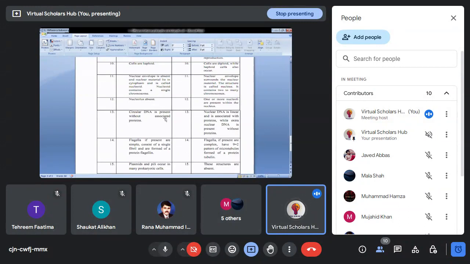And next, circular DNA is present without association with protein. This is an important concept. DNA is circular. Number two, histone proteins, which are present in the DNA of the eukaryotic cells to form chromatin material, are absent in prokaryotic cells. Only DNA is present. While here the nuclear DNA is linear, not circular. It is linear, and associated with proteins which are known as histone proteins. And other than these, extra nuclear DNA is present without protein.